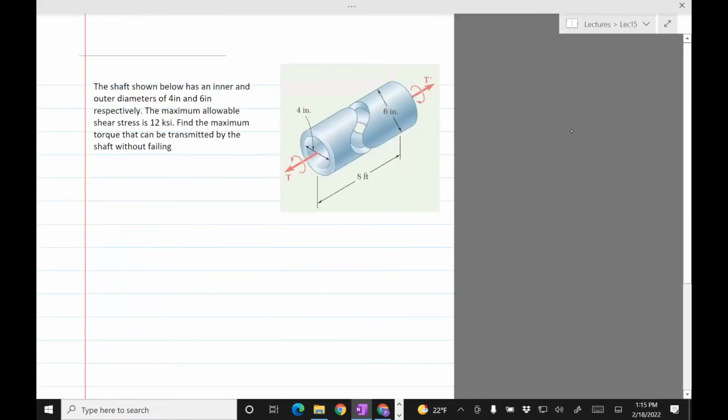Here's the first problem. The shaft shown has inner and outer diameters of 4 inches and 6 inches, respectively. The maximum allowable shear stress is 12 ksi. Find the maximum torque that can be transmitted by the shaft without failing.